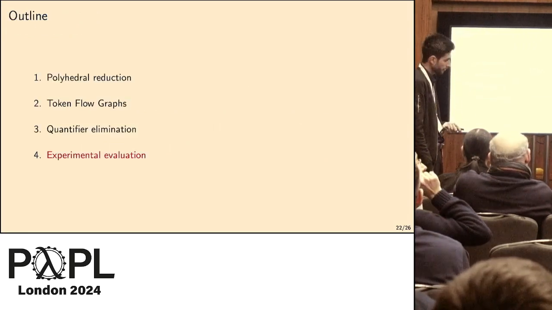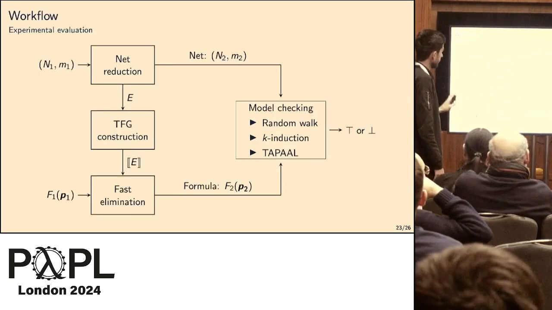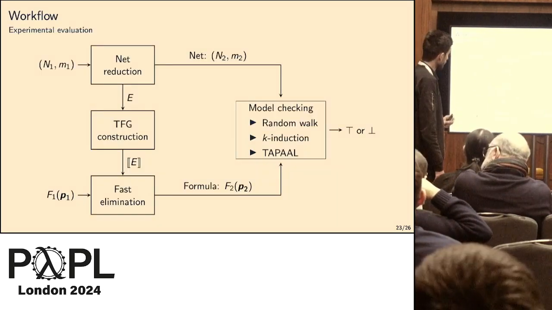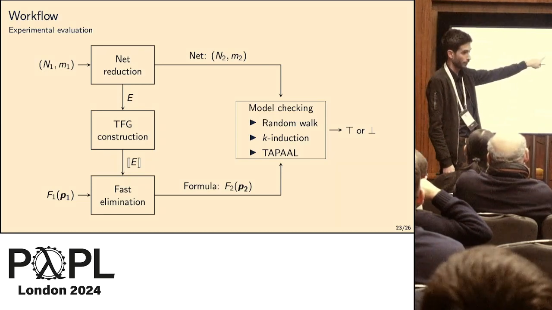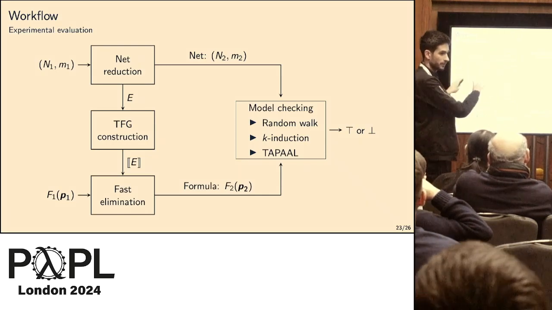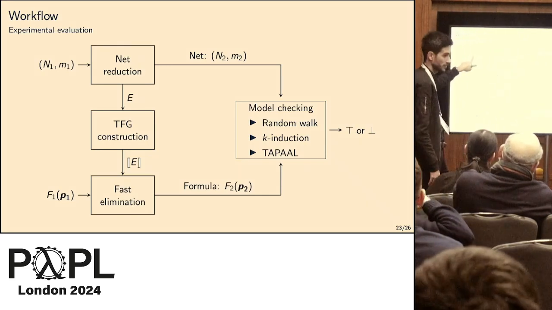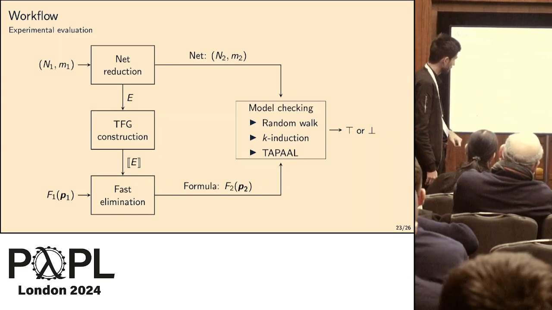So now we will have a look at some experimental evaluations. I will just recall the workflow. We have a net that we want to verify. We reduce it into a smaller one. We obtain some Presburger predicates that permit to link the state space of the reduced net with the state space of the initial net. We construct a graph that is a token flow graph.